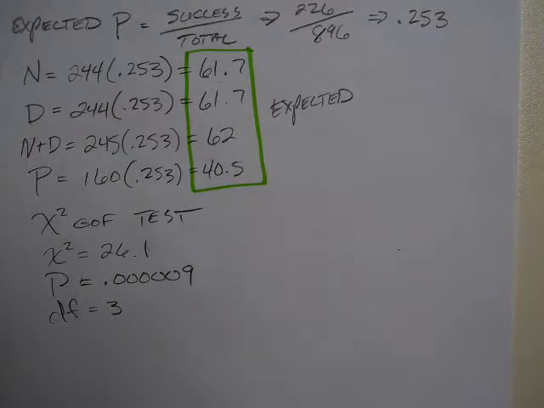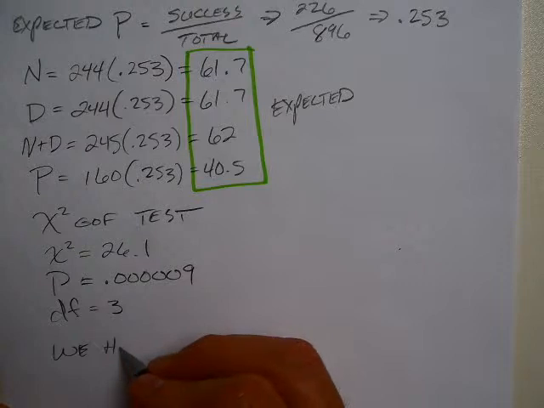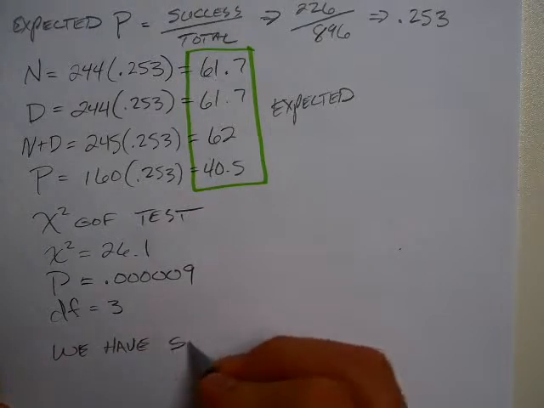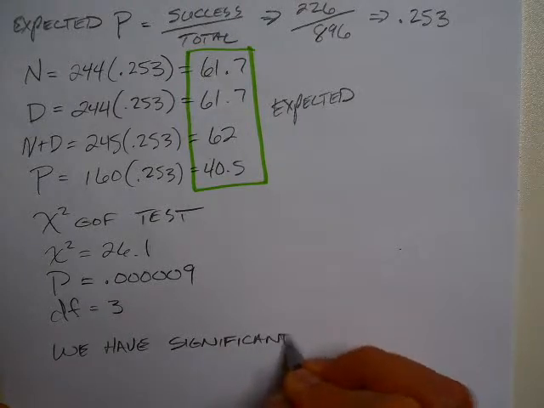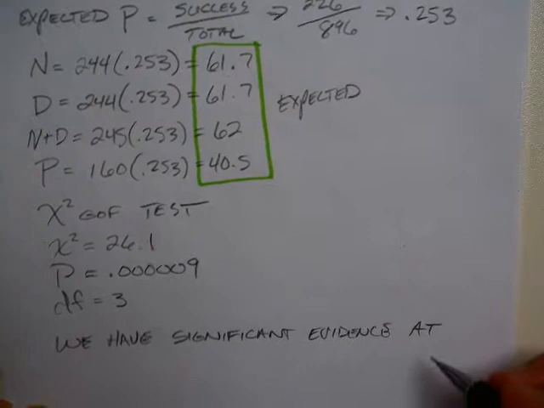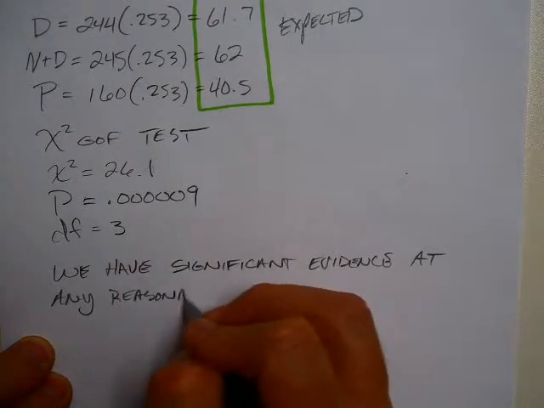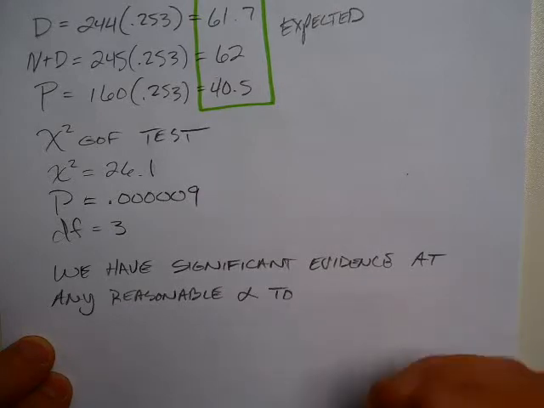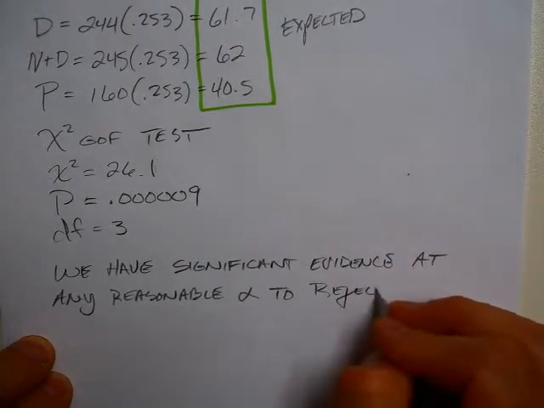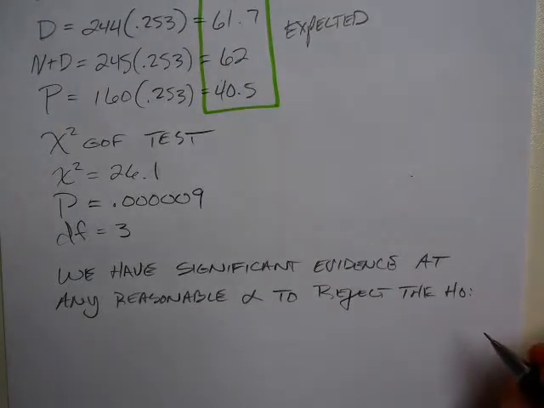Fair question. Okay, so with a p-value like that, do we reject the null? Absolutely. Yeah, it's approaching 0. So we reject the null. We have significant evidence at any reasonable alpha to reject the null and conclude that there is a difference in at least one treatment.